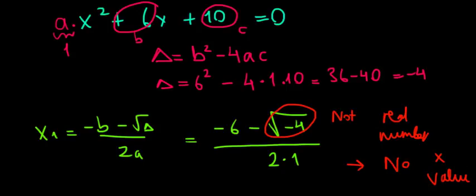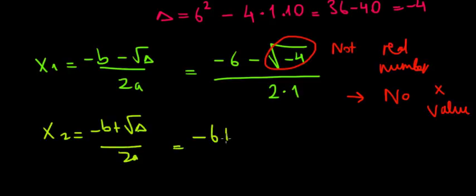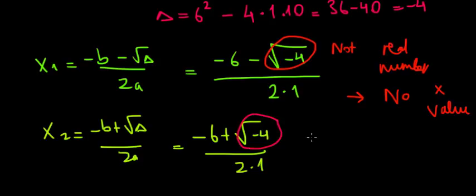Now, if we try and do it for x2, we will get the same, because the only difference is that we add the square root of delta, divided by 2a. So that would be minus 6 plus the square root of minus 4, divided by 2 times 1. And again, just like before, we have the square root of minus 4, and that's not a real number. So we cannot have an x value.